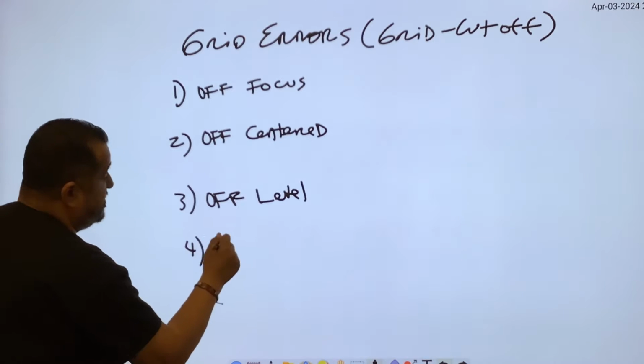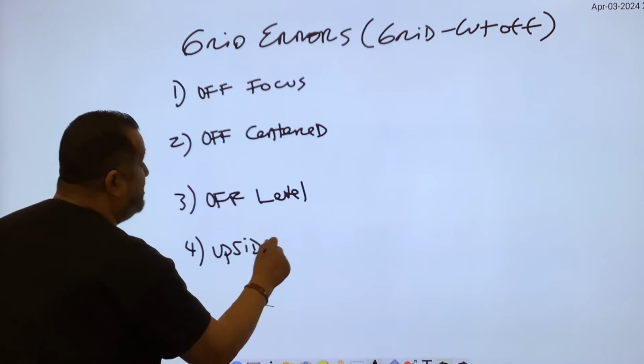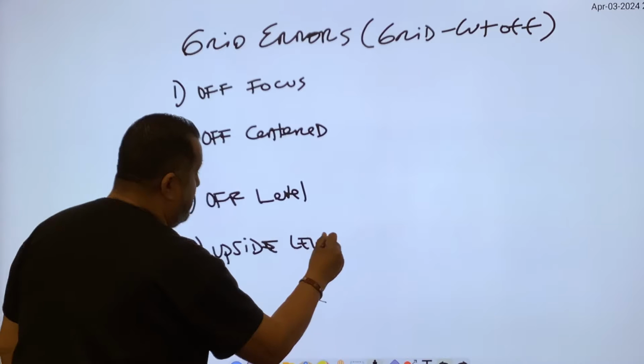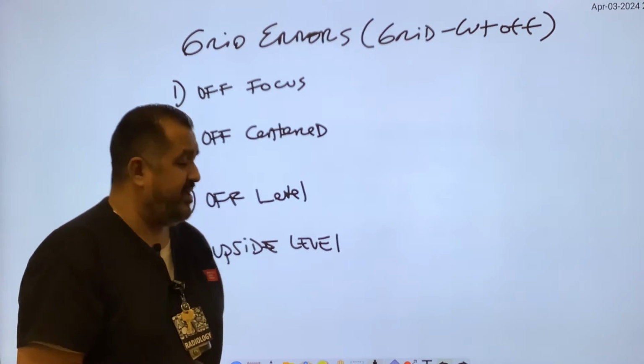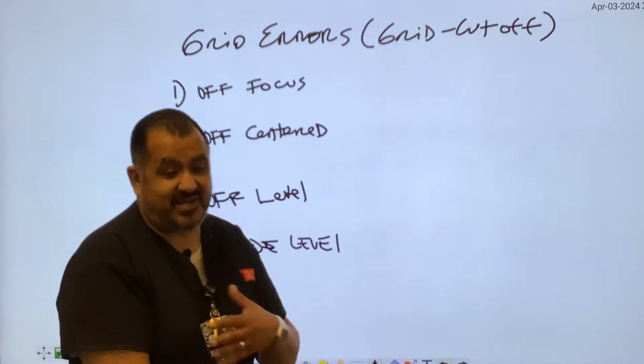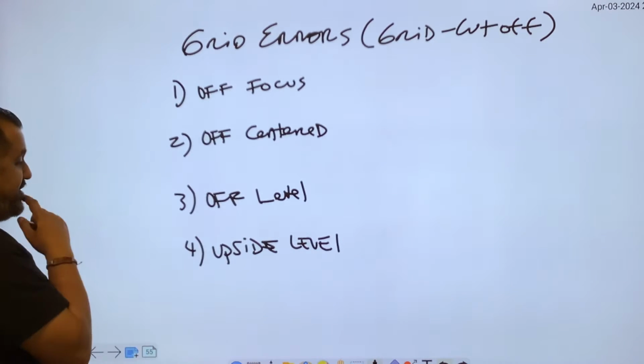Number four, there's upside down grid errors. Believe it or not, I've seen this in the field. They're like, hey Robert, what's going on with my image? I'm like, oh, you shot it with your grid upside down. And they just weren't thinking and they shot it upside down. We'll show you exactly how that looks.